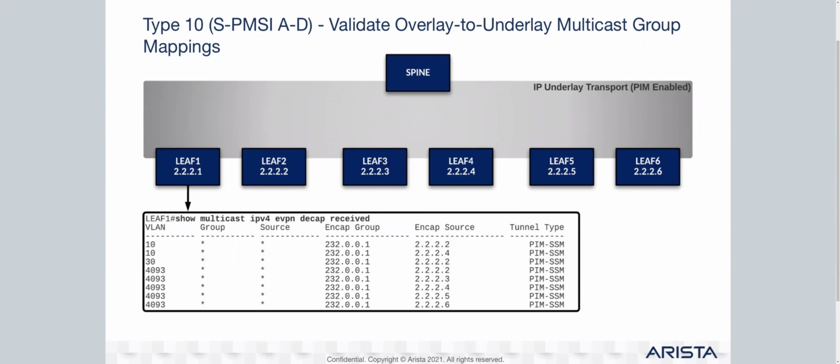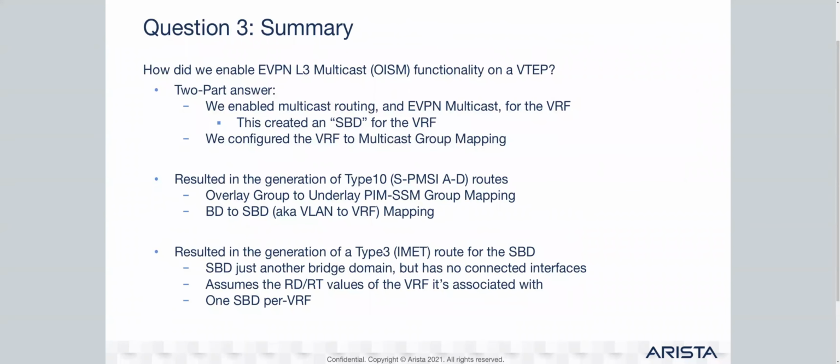And then the other question that was raised, Mitch, and I think you had it in your summary slide anyway, was, you said that the supplementary bridge domain was a logical bridge domain without any locally attached circuits. So the question then was, well, if it's generating an IMET route, how do you configure the RD and RT for the IMET route?